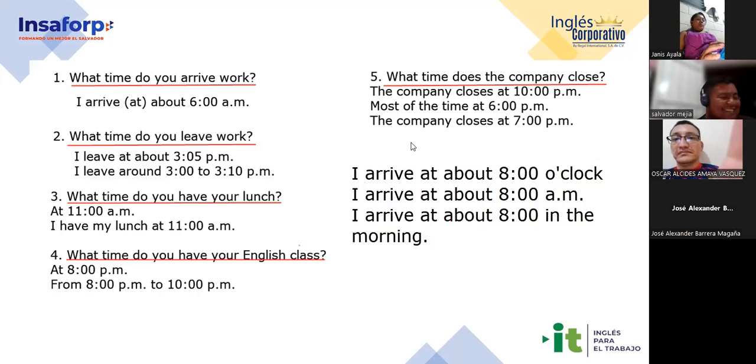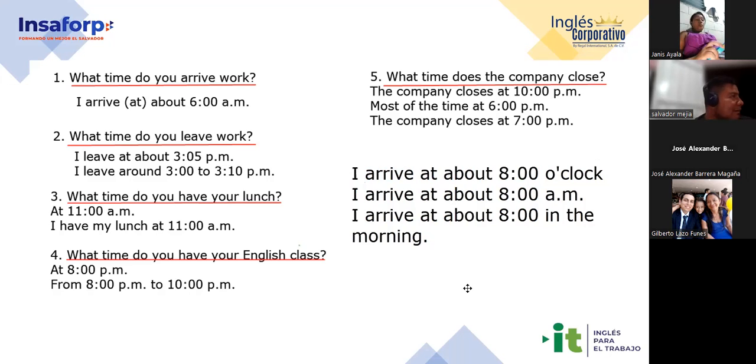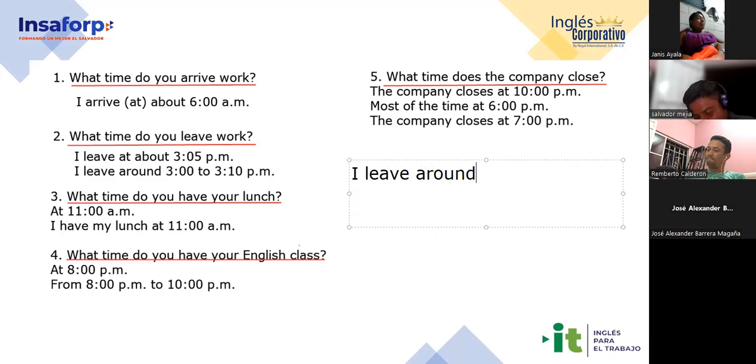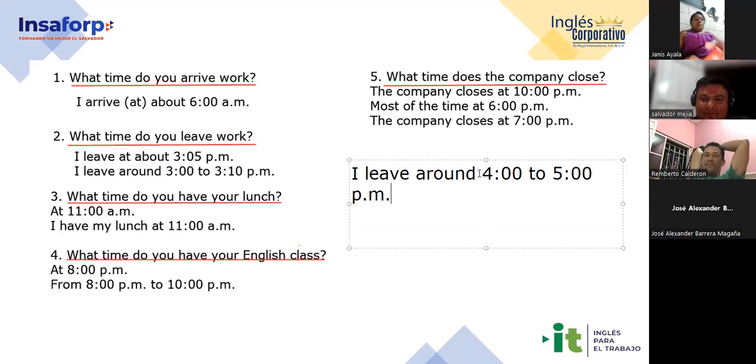Buena respuesta. Siguiente, vámonos con la dos. Number two. Gilberto, what time do you leave work? I leave around 4:05 p.m. One more time. Can you repeat, please? I leave around 4 o'clock. Okay, 4 p.m. We can be specific. Thank you. ¿Sí? Miren, está muy bien utilizado. Around, cuando damos no un tiempo definido, sino una hora incluso, alrededor de las 4 a las 5. Okay, excellent job. Preguntemos lo mismo.